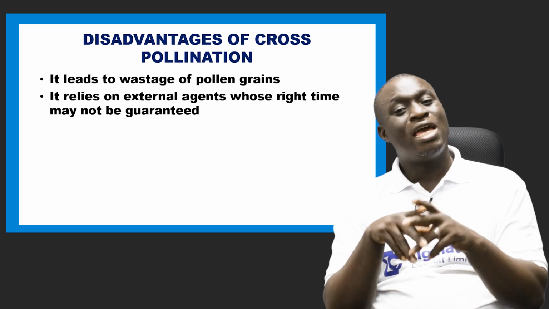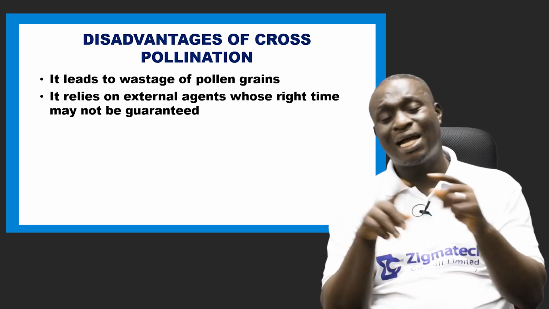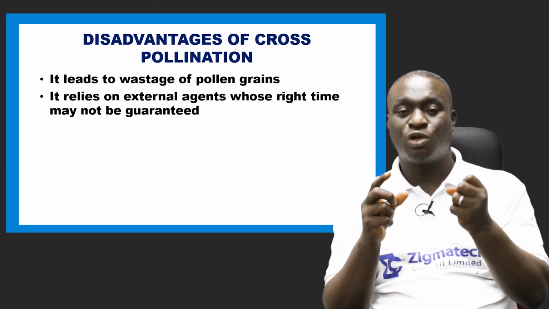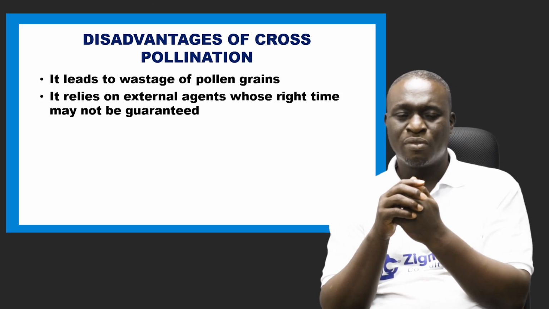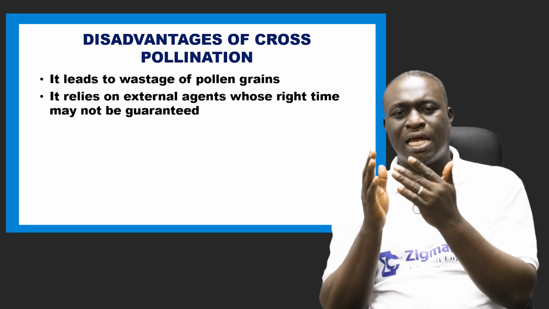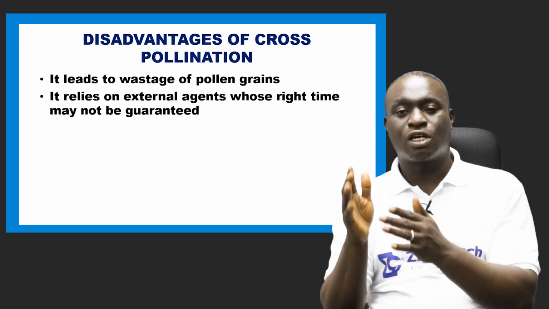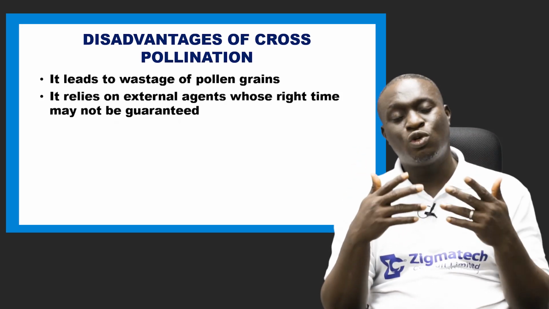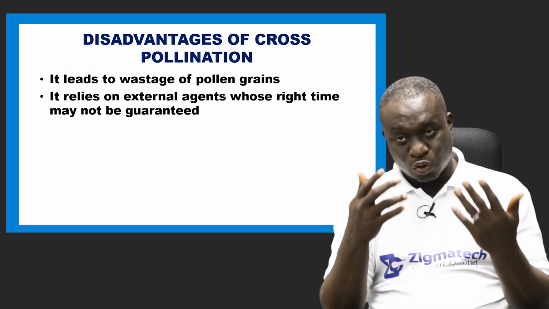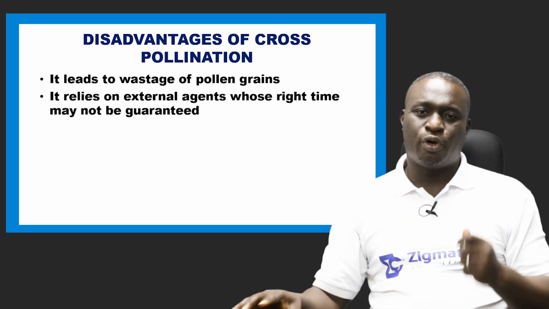And then number two, it will always rely on external agents whose right time you can't guarantee. You can't guarantee the right time these agents of pollination will be available. For instance, if it is wind that actually helps in pollinating a particular flower, when will the wind come? You are not certain when the wind comes. You don't even know, or the plant does not even know, the right time the wind will blow. But when it does, it can also lead to wastage. So these are some of the disadvantages of cross-pollination.